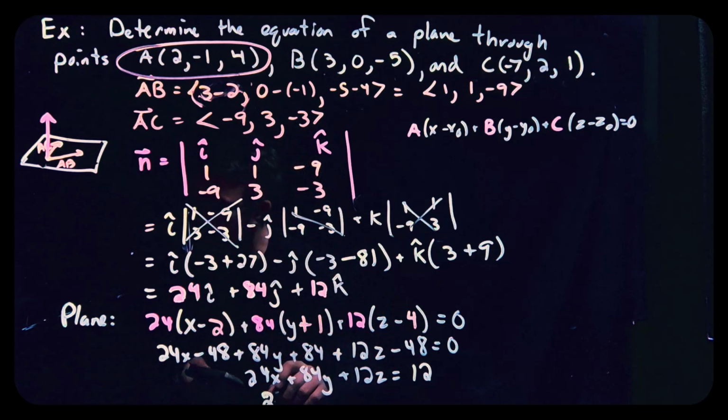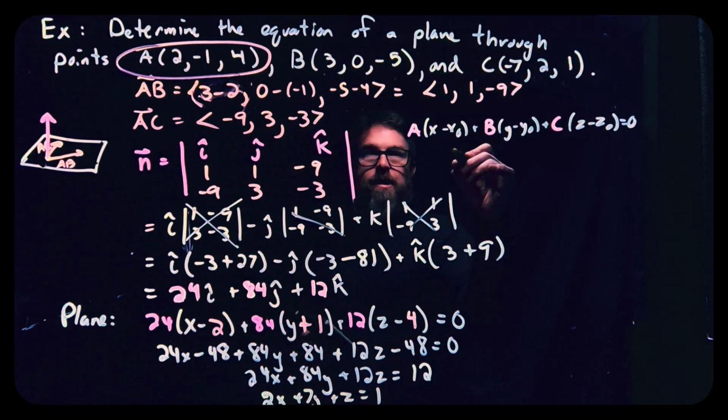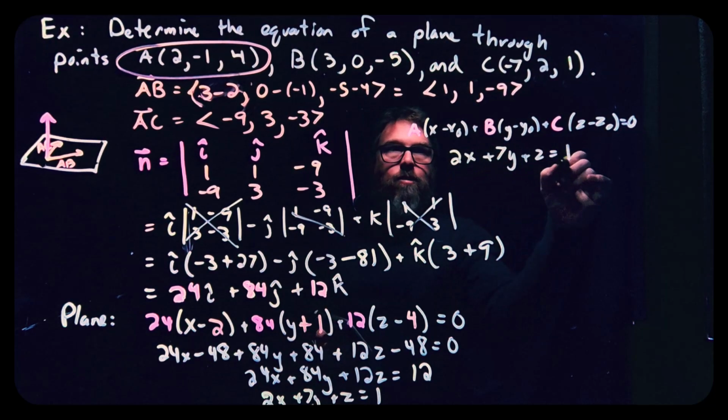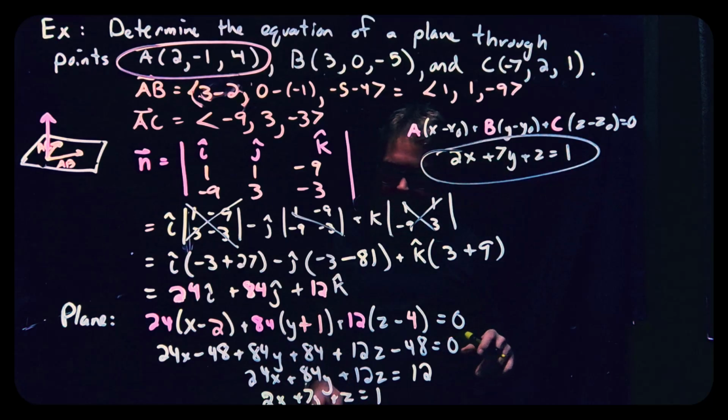So this will be, am I going to be able to fit it? 2x. 84 divided by 12 is plus 7y. 12 divided by 12 is just going to be z is equal to 1. Hopefully we fit that in there. So just in case they didn't reach it, 2x plus 7y plus z is equal to 1 was the solution of that particular plane.